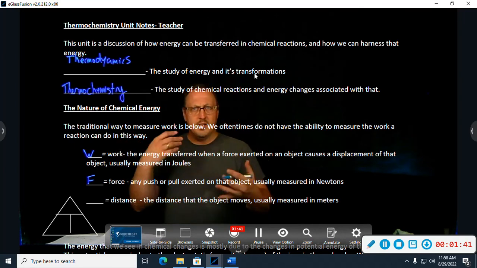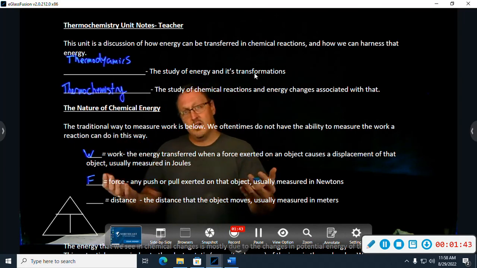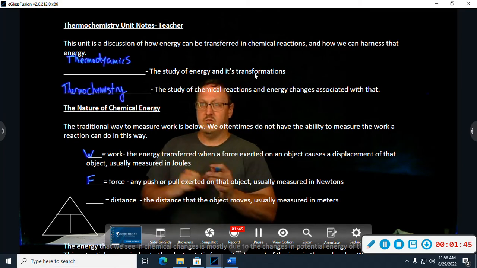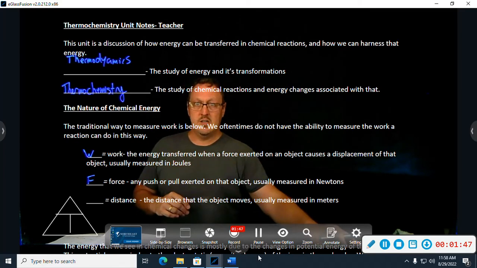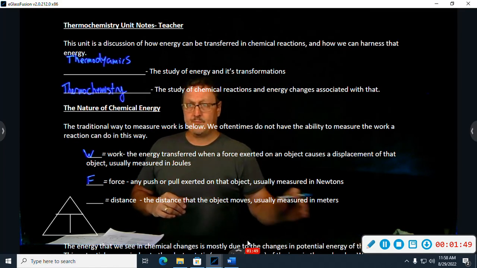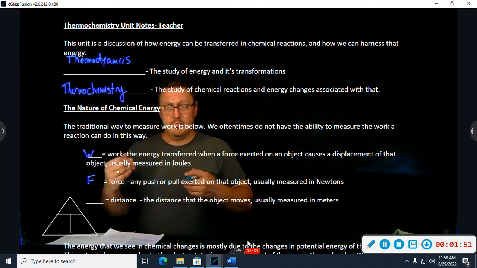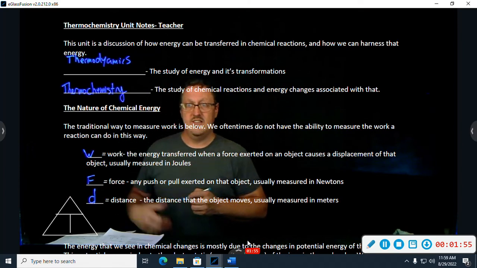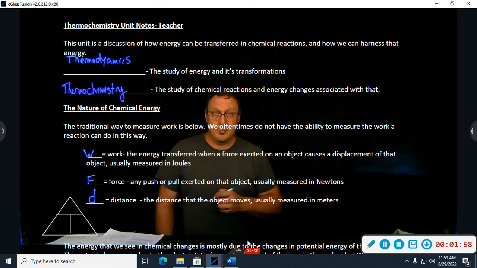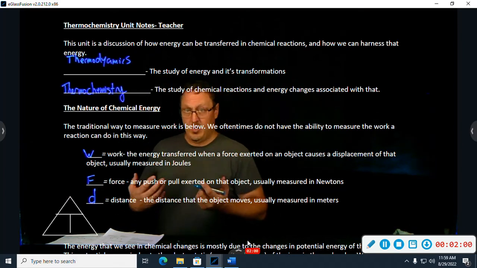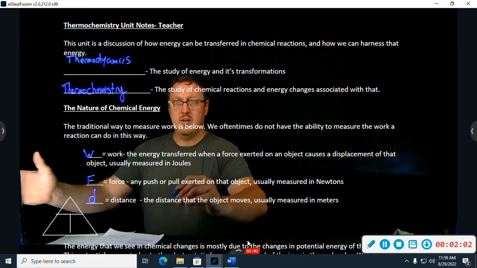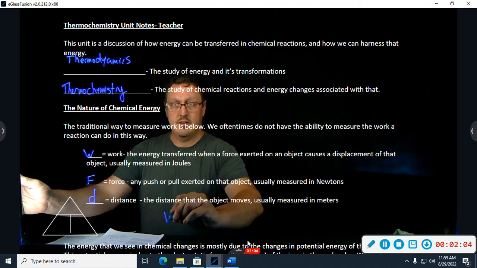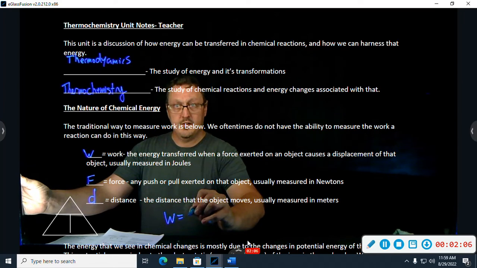There'll be some exceptions to that as we move forward, but we'll get to that when we get to that. And the last thing that we need to talk about this is distance, D. And so distance, D, is the distance that the object moves. Usually it's measured in meters. Okay, we bring these three things together, and the equation that I want you to think about is that W is equal to force times D.